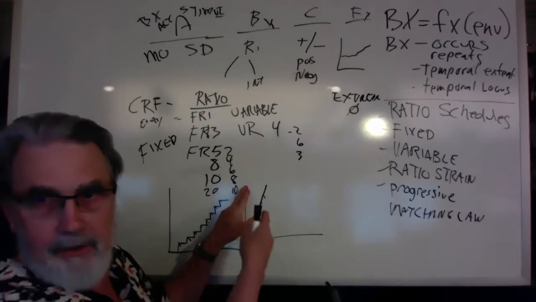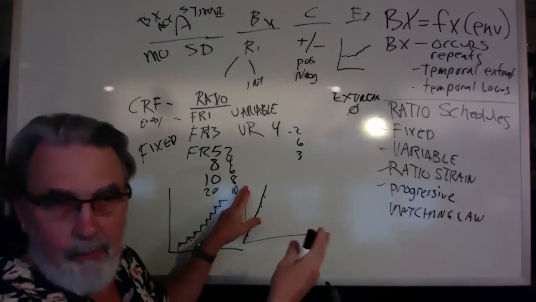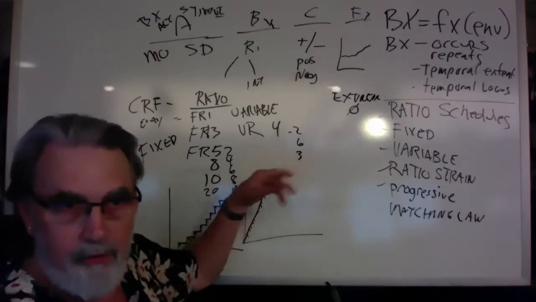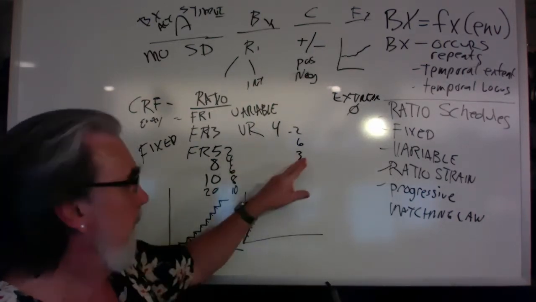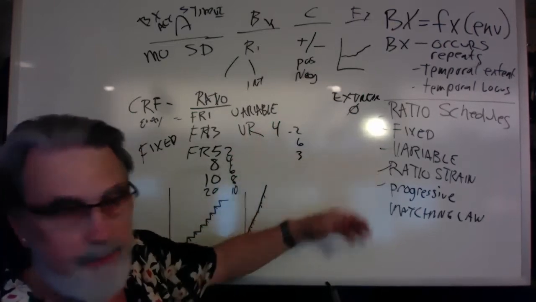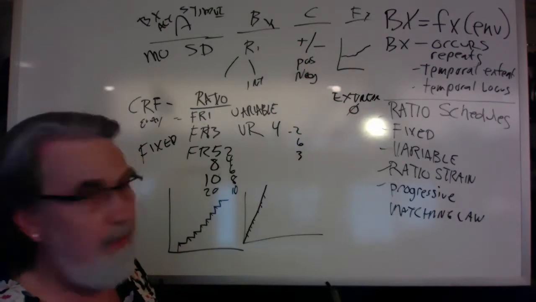I can't take this up to 100 problems likely. At some point, the person goes, I'm tired of doing math. I'm tired of doing that. So we'll be aware of these human limitations, and so that is one of the other schedules, a progressive ratio. Again, these are ratio schedules.